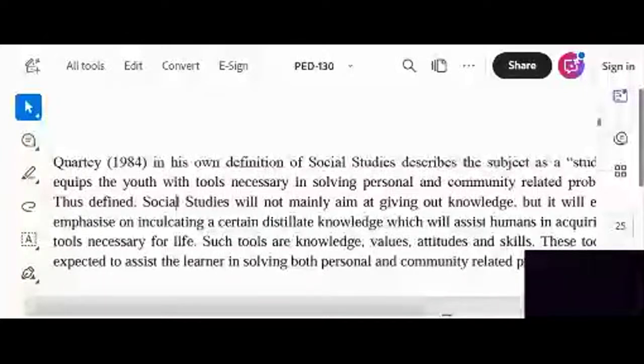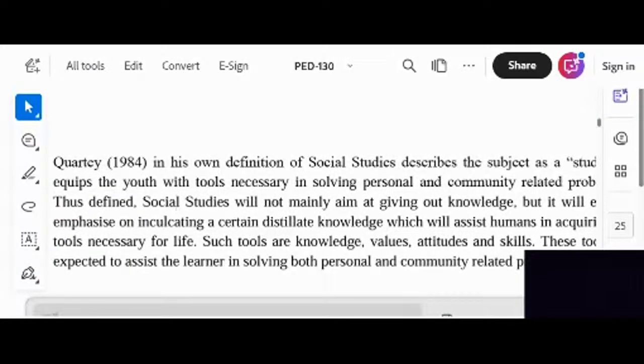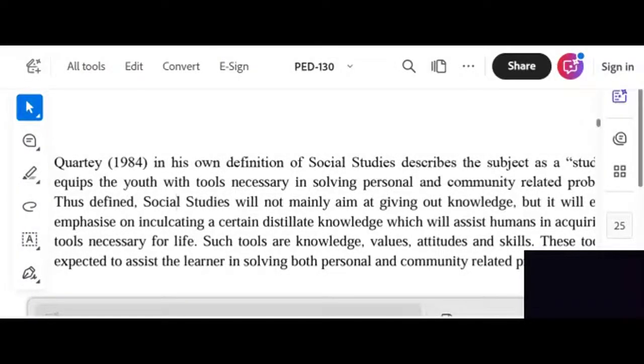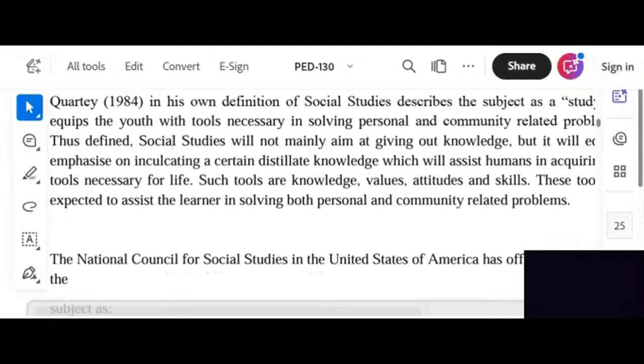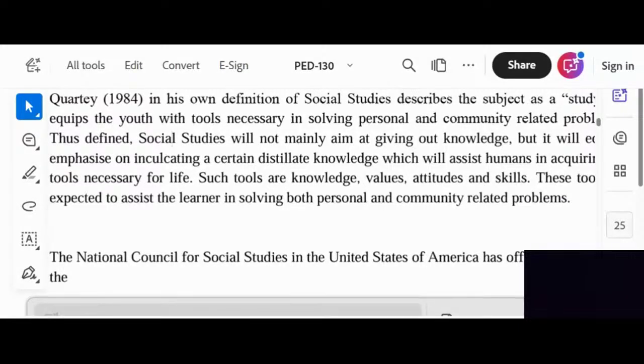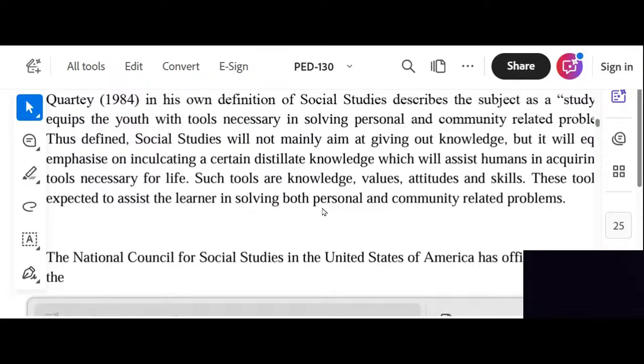We've seen the definition now, we'll describe it, but I've given you an icebreaker there. Now let's describe the definition by Cotte. Thus, it defined social studies as not mainly aiming at giving out knowledge, but it will equally emphasize inculcating certain distillate knowledge which will assist humans in acquiring the tools necessary for life. Such tools are knowledge, values, attitudes, and skills.